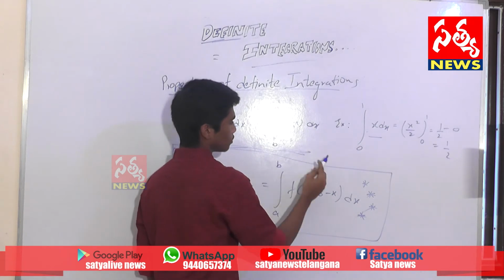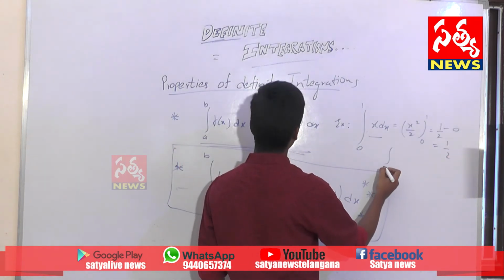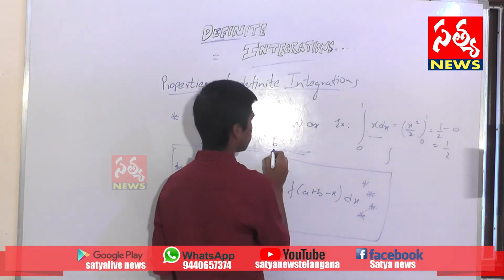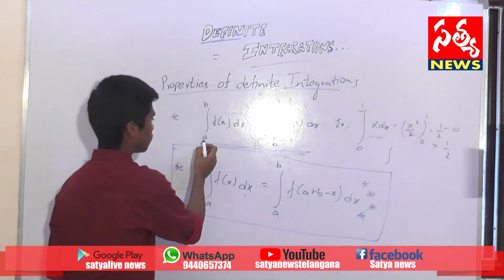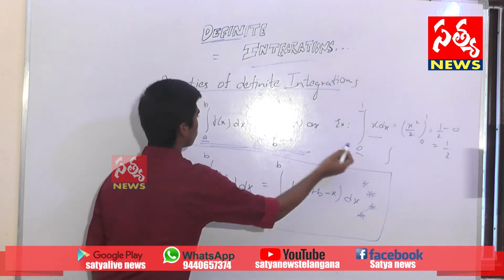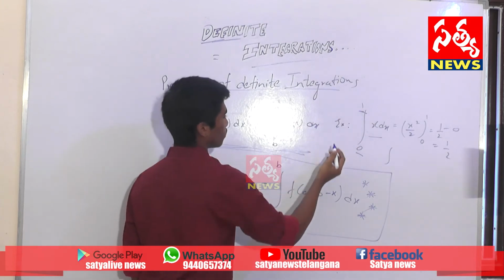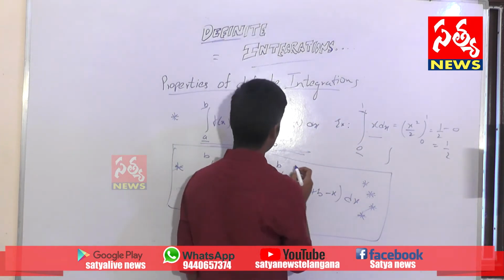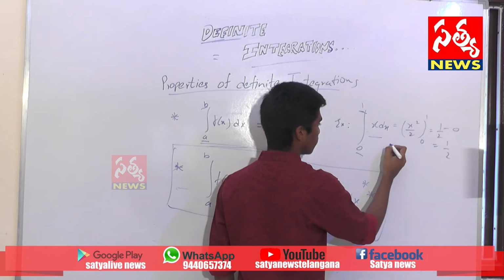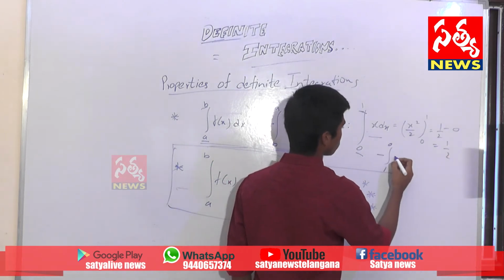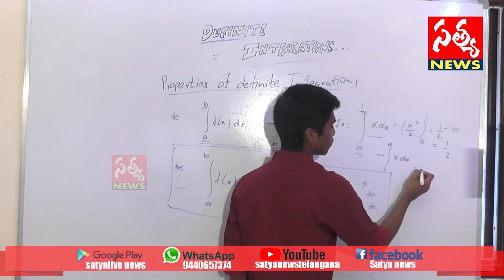Now let's take this, integration of x dx where b, what is b? 1. See, a is 0, b is 1. And here we are reversing the limits. So b is 1 and 0 is the lower limit, minus of x dx. This is the function.